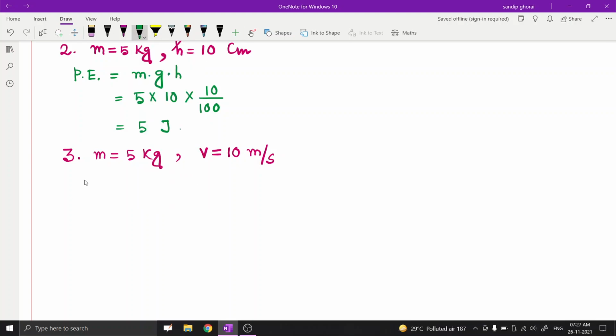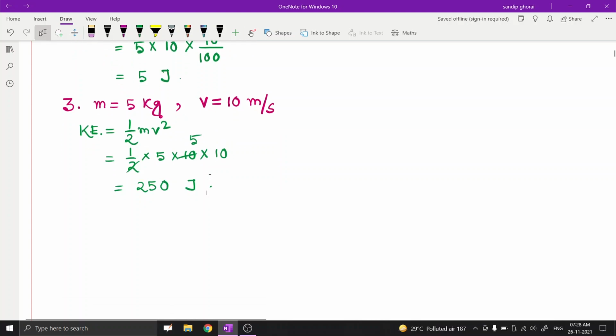Simply we use the relationship, kinetic energy is equal to half m into v square, and if we place the values, half m means 5 into v square, that is 10 into 10, and we get 250 joule as the kinetic energy of the body. These relations are known to all.